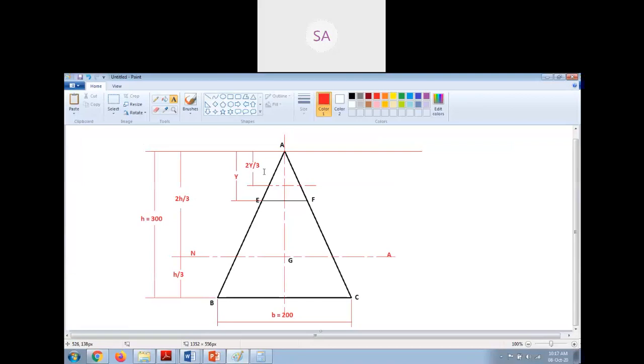Hello, sir. Yes. Sir, your screen is totally white, sir. We can't see anything. I'll share once again. Can you see the screen now? Yes, sir. Now we can.